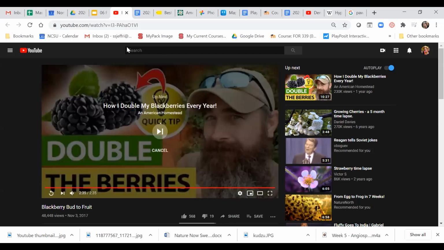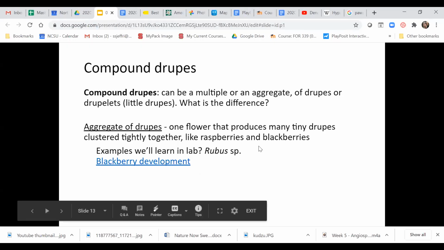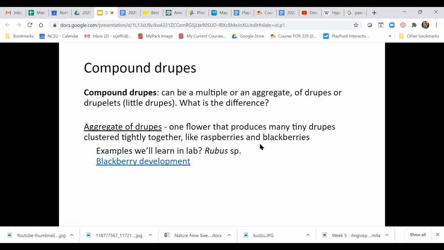So it's a really good example of blackberries, or Rubus sp. We'll learn that in lab. That is considered an aggregate of drupes. We saw there was only one flower that produced many tiny drupelets because it has multiple carpels.